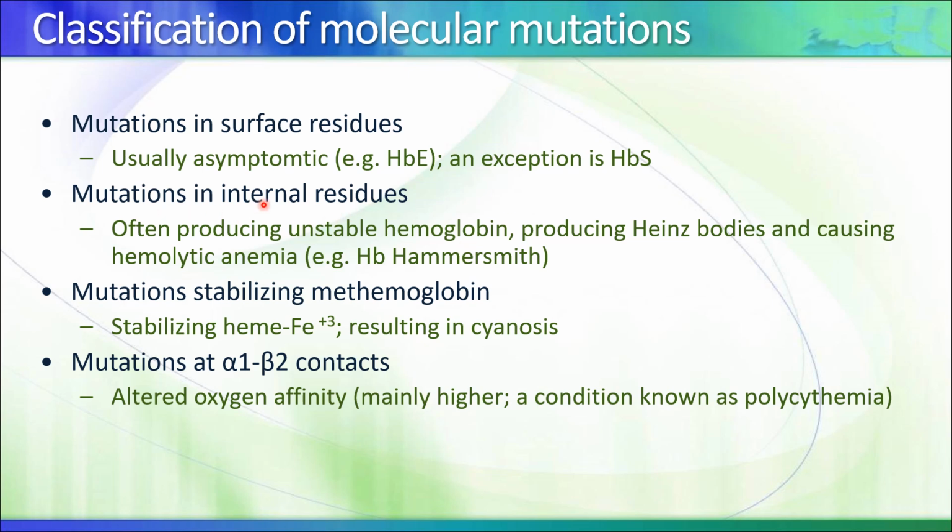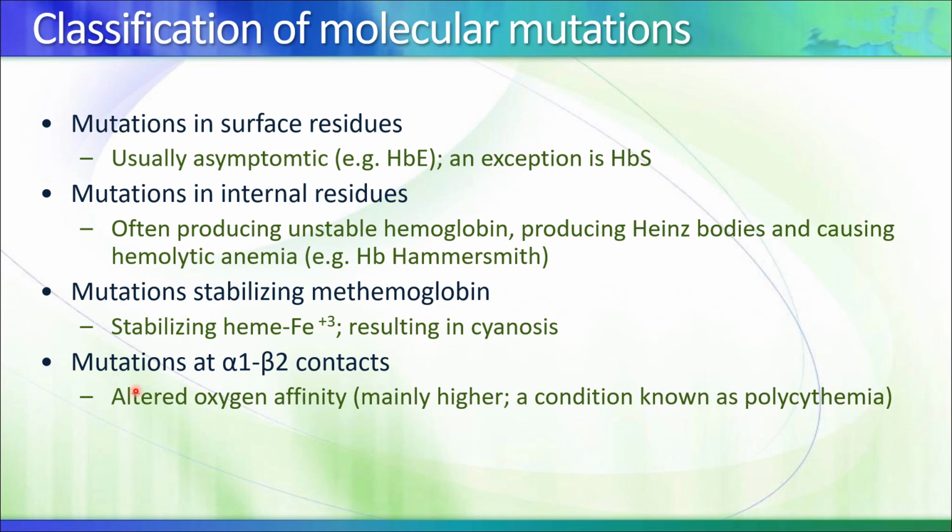Now mutations can also occur internally. Remember, hemoglobin is a globular protein, so you have hydrophilic amino acids on the outside and hydrophobic amino acids inside. If this environment is changed, that would cause the production of an unstable hemoglobin molecule. An example is hemoglobin Hammersmith. You can also have mutations stabilizing methemoglobin, which is hemoglobin with iron in the ferric state rather than the ferrous state. Usually that results in cyanosis since this hemoglobin cannot bind oxygen.